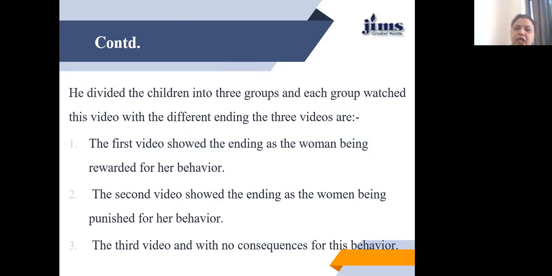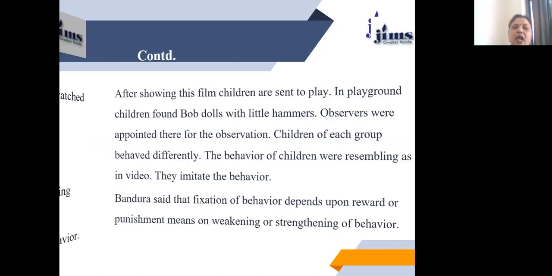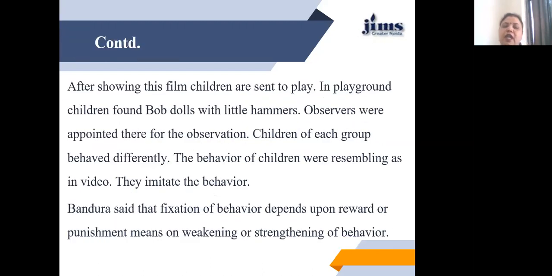He divided the children into three groups, and each group watched this video with a different ending. The first video showed the woman being rewarded for her behavior. The second video showed the woman being punished for her behavior. And the third video ended with no consequences for this behavior. After showing this film, children were sent to play in a playground. Children found Bobo dolls with little hammers. Observers were already appointed there for the observation of the behavior of the children.